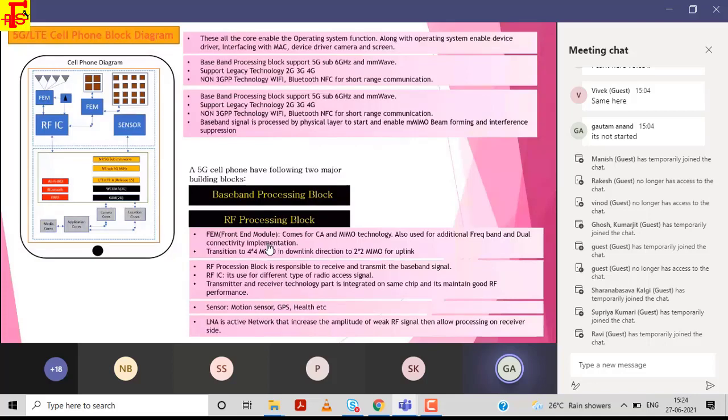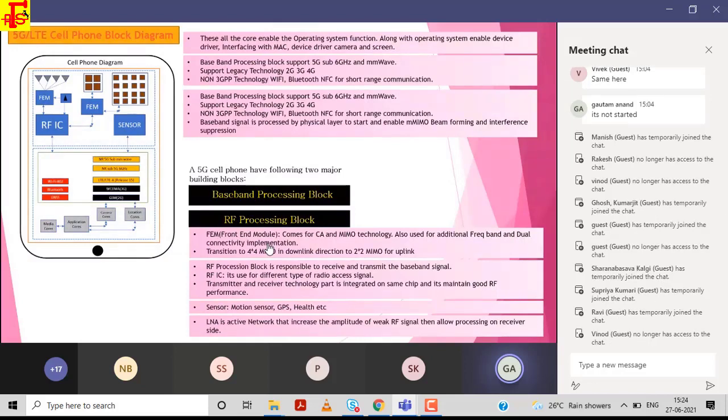So if any signal is being received, whatever air interface signal is there, it is in analog form. Our cell phone has an antenna, right? If your mobile is a new one, a 5G supported mobile, then it has an antenna for sub 6 gigahertz and for millimeter wave. This is a sub 6 gigahertz antenna, and this is the millimeter wave antenna, built into the mobile.